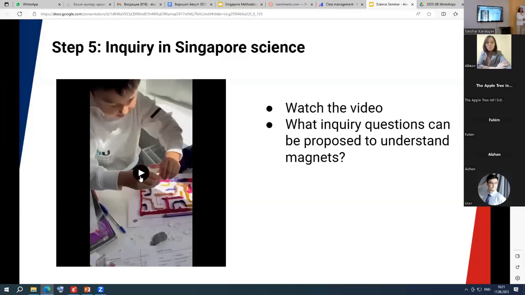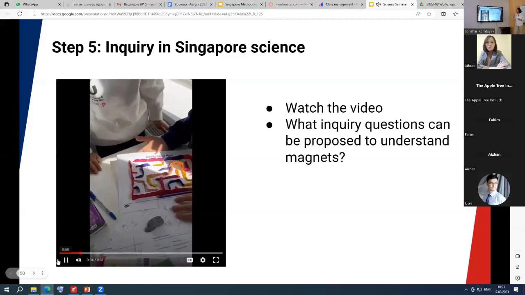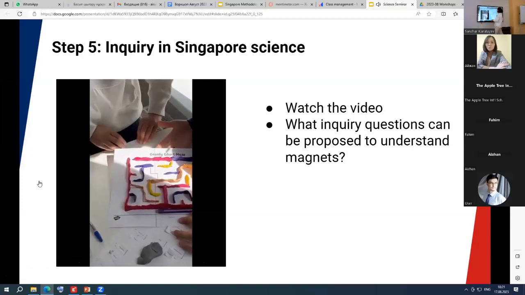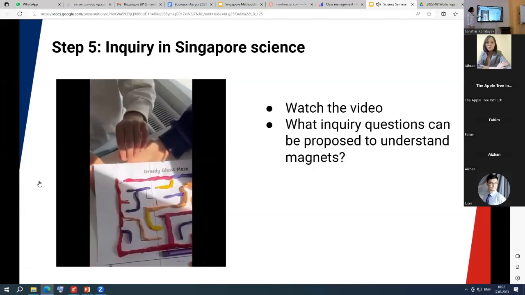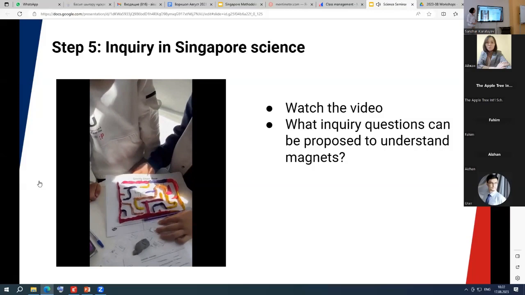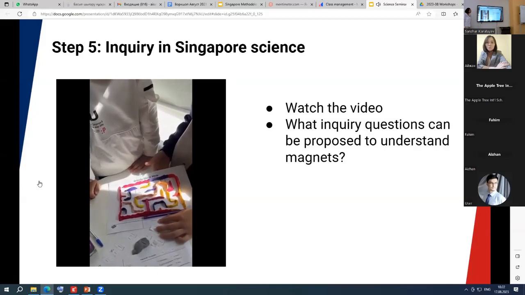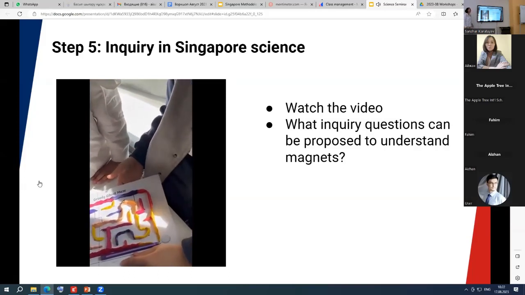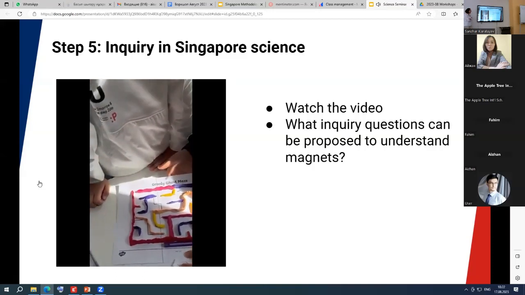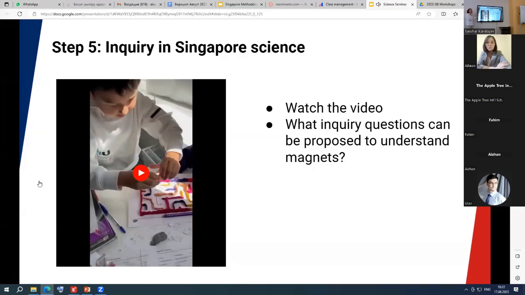And the last part is inquiry. So what is inquiry? This is also about magnets. So it's the maze, right? From the bottom, they have the magnet, and this is the metal. They have to go with the metal through the maze. While they are doing this exercise, what questions can you ask to improve their understanding about magnets?